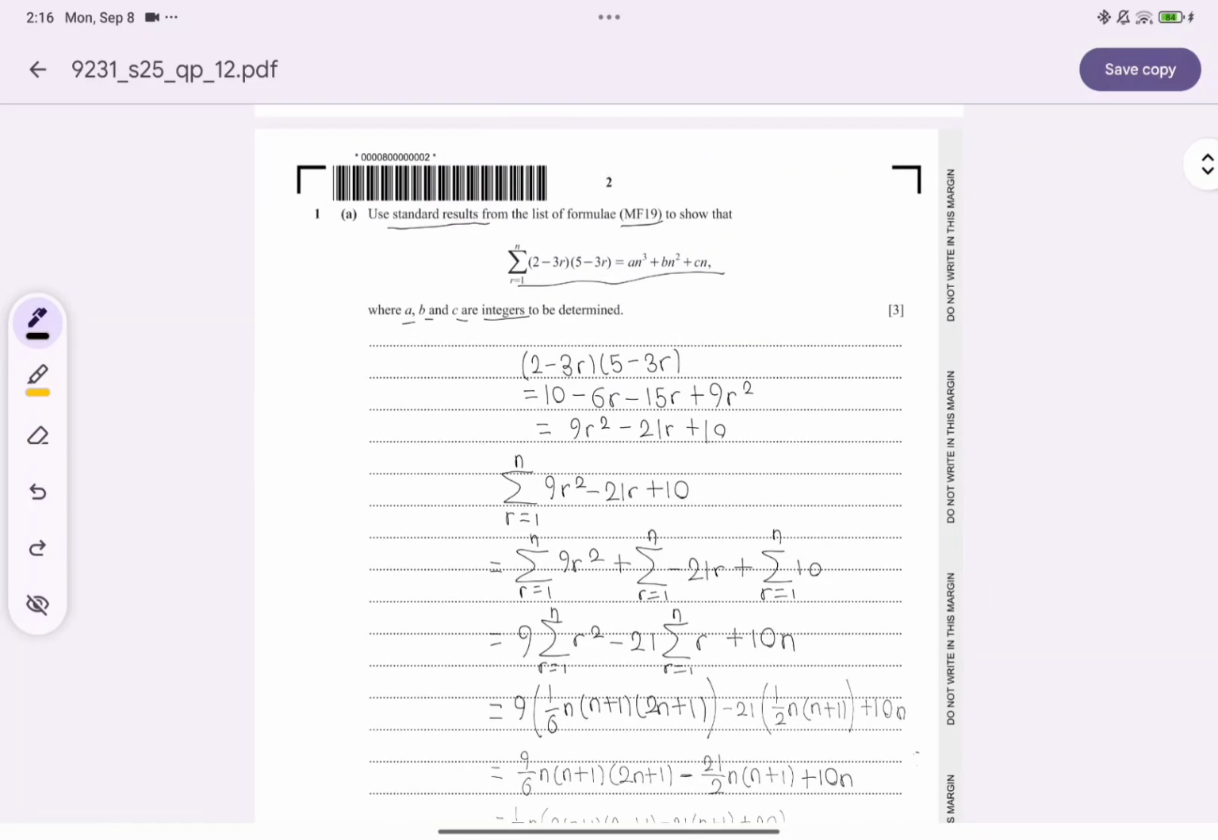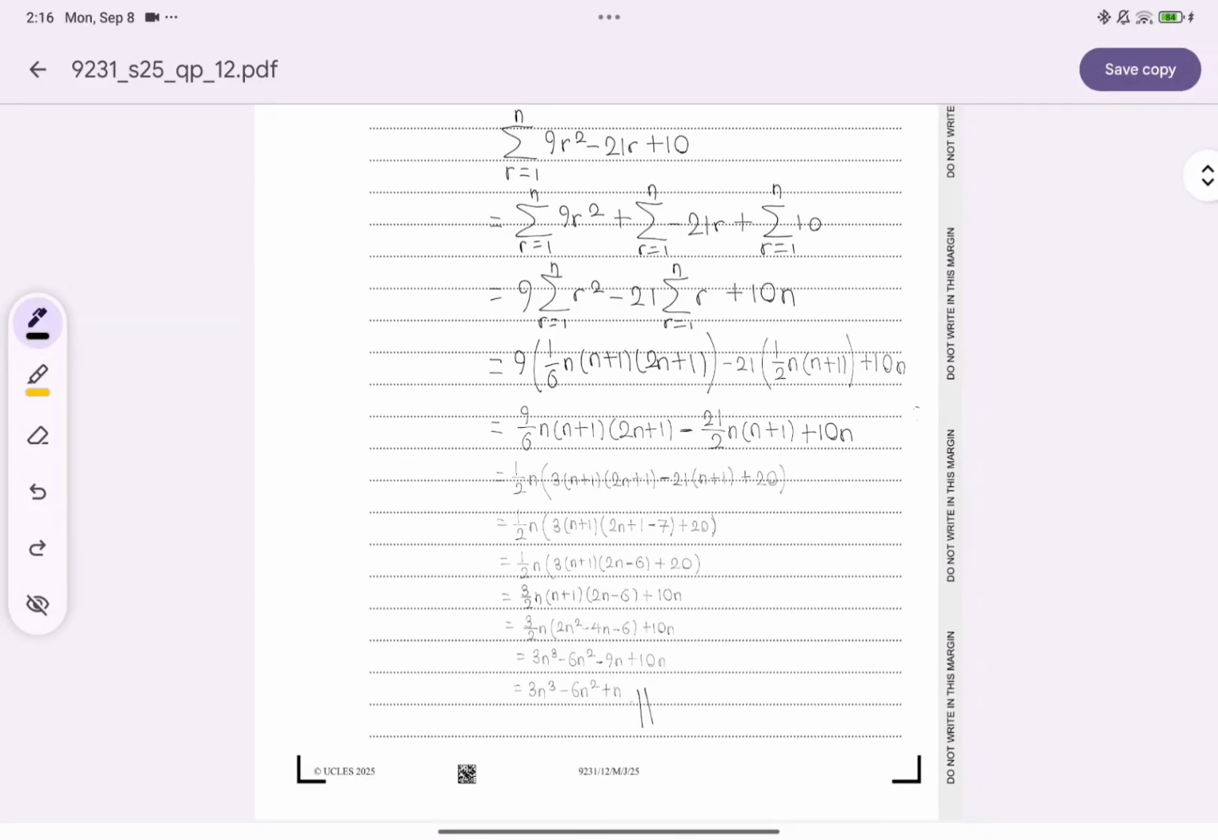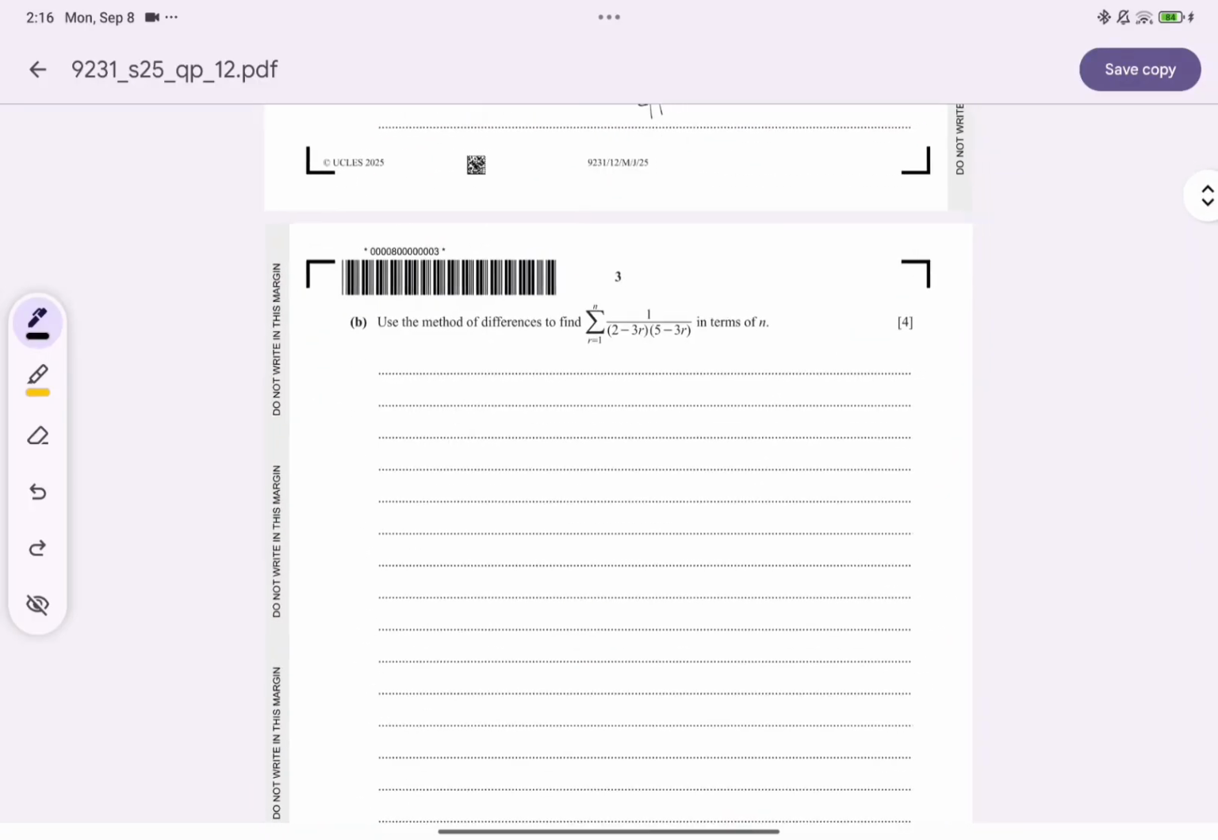So let's see if it fits in our form. Okay, it does, and a, b, and c are integers. So this is our final answer for this question. Let's head on to the next question.